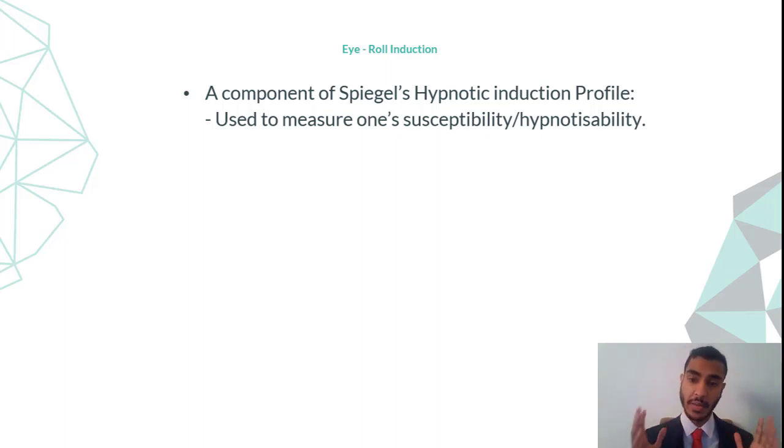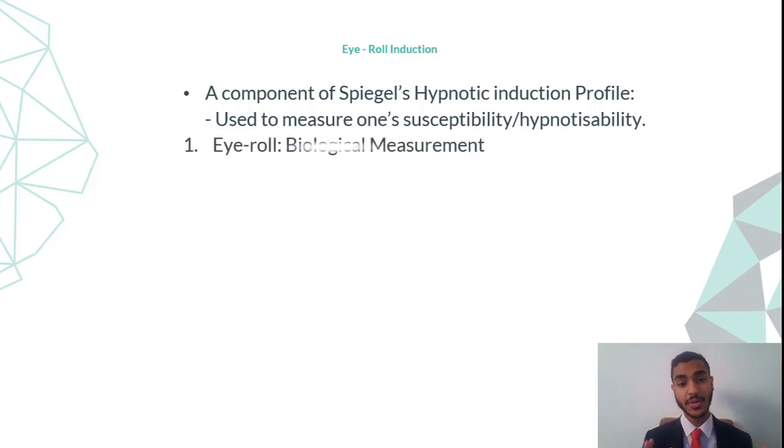So Spiegel's hypnotic induction profile is composed of 3 different things. Let's take a look at them. The first one is of course the eye roll. Okay, so this refers to the degree to which an individual can experience an eye roll phenomena when doing a form of suggestibility test that involves an eye roll. So the biological measurement of one's eye roll, and this is one thing that can be used to assess one's susceptibility to hypnosis.